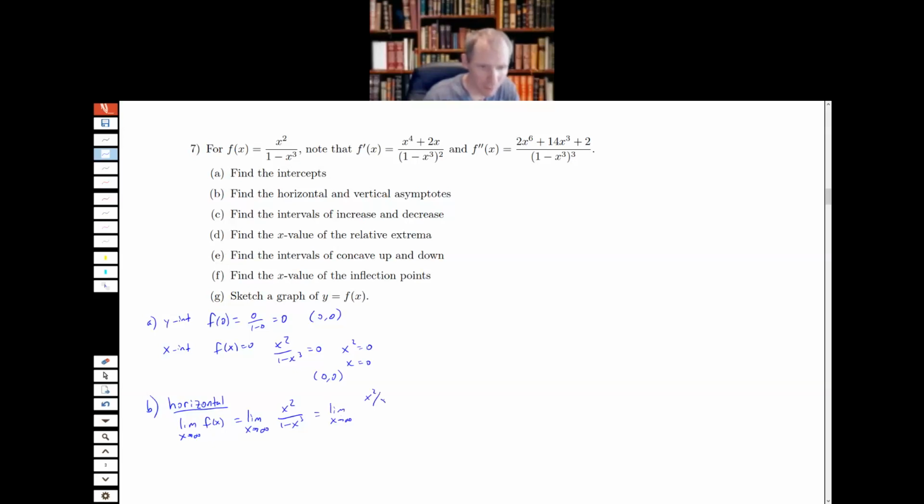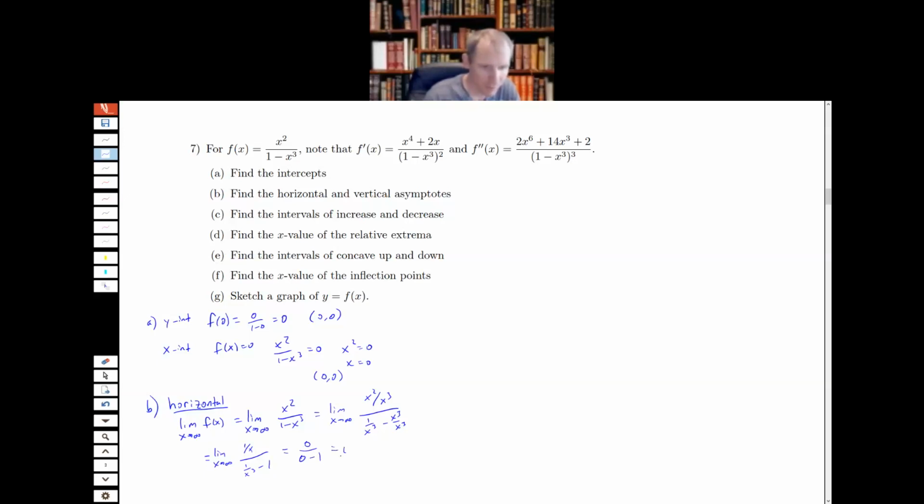So x squared over x cubed, 1 over x cubed over x cubed. So I'm going to get 1 over x on top and 1 over x cubed minus 1 on bottom. And the point of that is that if I have 1 over x to any power, as x goes to infinity, that fraction is going to go to 0. Because I'm dividing by bigger and bigger numbers, right? So the whole thing's going to get closer and closer to 0.